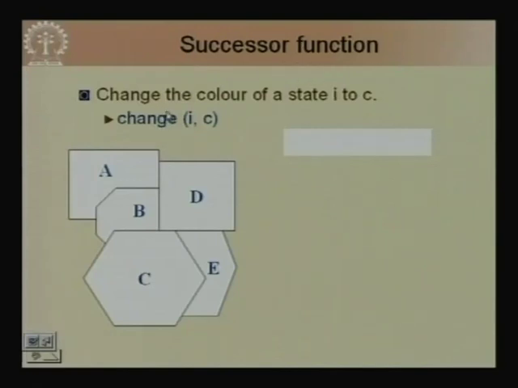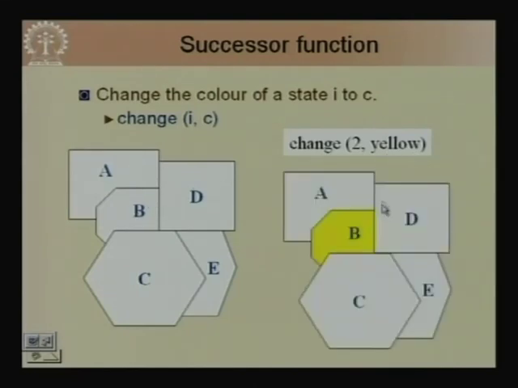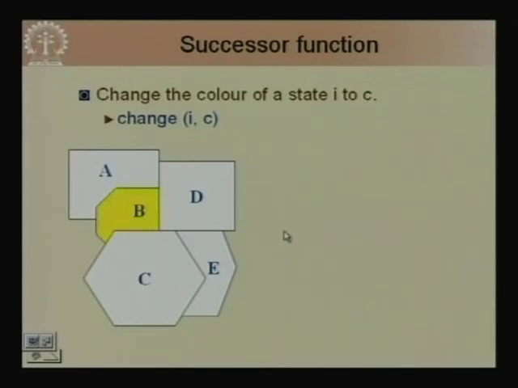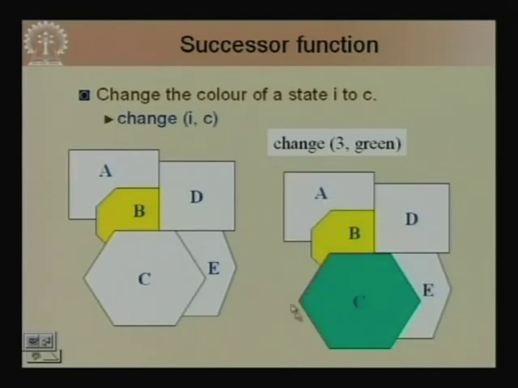Now, what are the different operations that we can apply to the state space? For example, this is a particular map. We can apply the following operator: change to yellow, that is change region 2, that is B, to the color yellow, and as a result we get this state. Now, on this state, if I again apply the operator change 3 green, we get this state. So, this is the state space representation of the graph coloring problem.